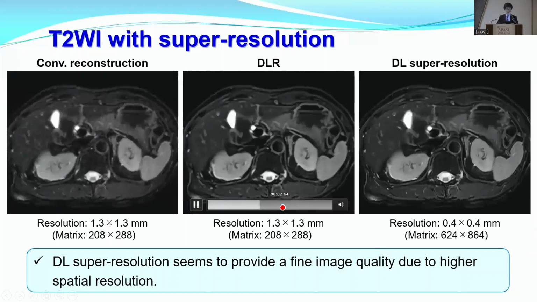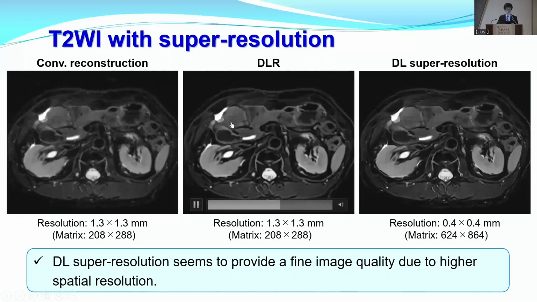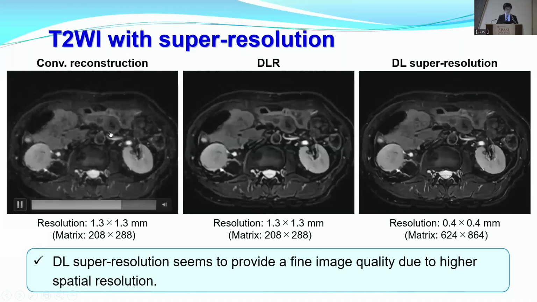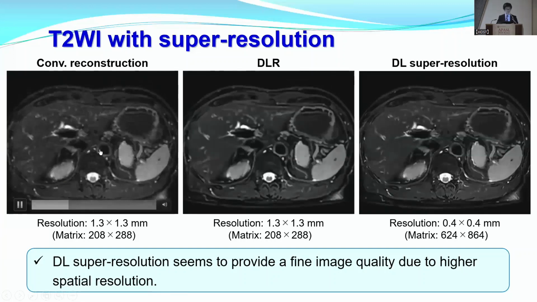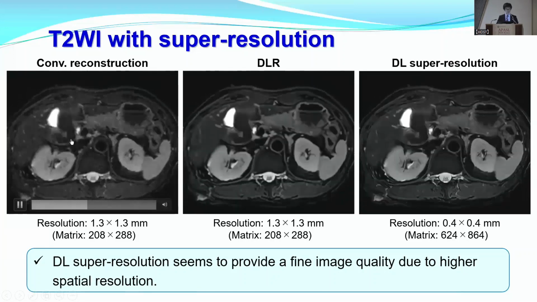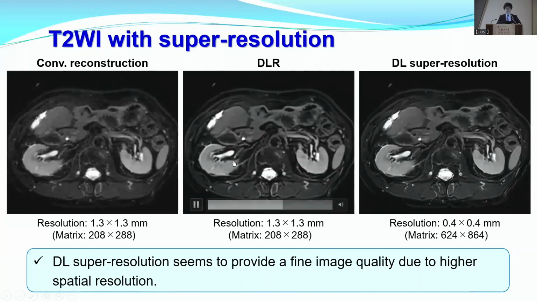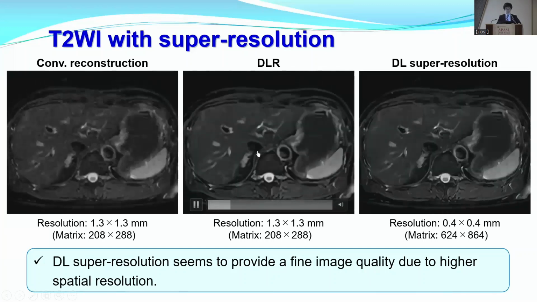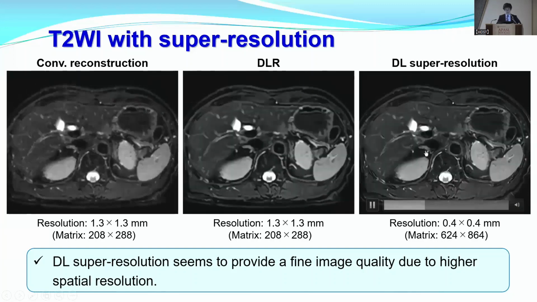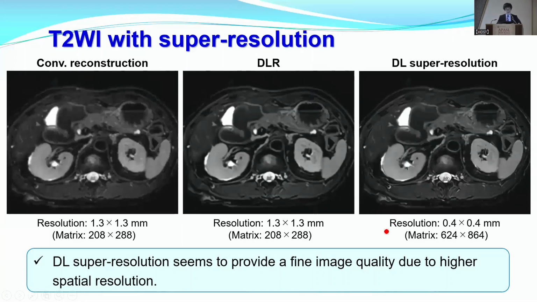So these are commercially available deep learning super resolution images. It's applied only for the T2-weighted images. On the left side, the conventional reconstruction was performed for the image, but this contains substantial image noise, deteriorating the image quality. So the deep learning reconstruction algorithm has improved image quality by denoising. Moreover, deep learning super resolution seems to provide a fine image quality due to the higher spatial resolution.